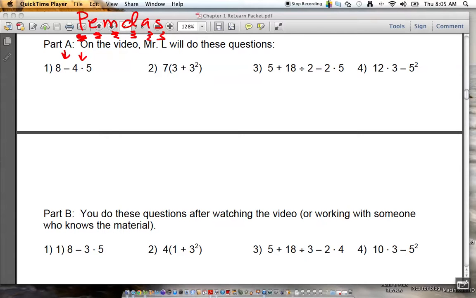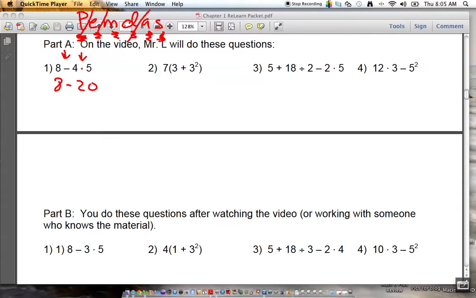Now, P stands for parentheses. E stands for exponents. So I always look for parentheses first. Is there one in this problem? No. Then I look for exponents. There are none. The next thing I look for is multiplying or dividing, going left to right, and I do see a multiplication right here. So I have to do 4 times 2, and I get 8, and then 4 times 5 is 20. And then last, I do the addition and the subtraction.